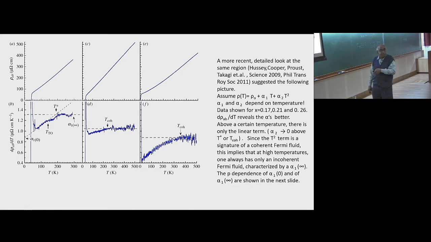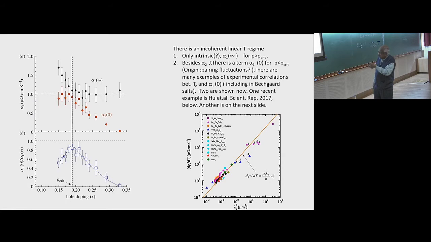Well, at high temperatures, the linear coefficient doesn't change with temperature, so it is linear. That's essentially what it implies. Okay, so this again shows the essence of the same thing, namely it shows the linear coefficient as a function of doping. It shows how the low temperature linear coefficient varies with doping and how the high temperature linear coefficient stays constant with doping.